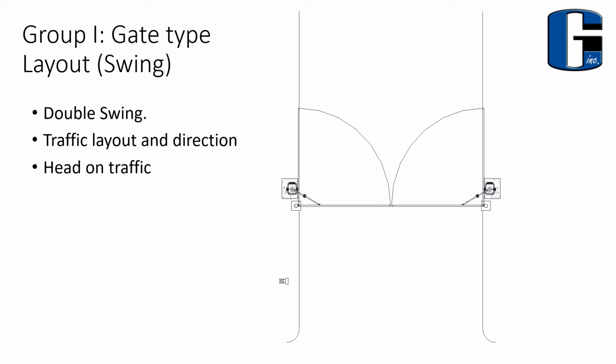Here we have an illustration of a double swing gate, pad mount operators. Notice our inbound traffic pulls up to the pedestal. One thing to keep in mind is that this can create a head-on traffic issue. Now, for low volume residential, this is a very common application to have this occur. However, in a high volume situation, you might want to have a dedicated entry lane versus a dedicated exit lane.